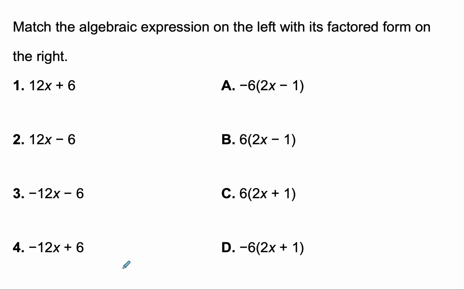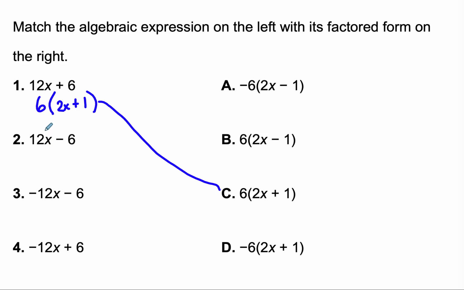All right, let's go ahead and check our answer. Okay, so for number 1, I've got 12x plus 6. The largest number that can go into both 12 and 6 is 6. That's going to go on the outside of the parentheses. 12x divided by 6 is 2x. You can think about that as being like 12 squares split into 6 groups, or 2 squares. And then 6 divided by 6 is 1. 6 times 2x is 12x. 6 times 1 is 6. Okay, so it looks like this one is going to match with C.